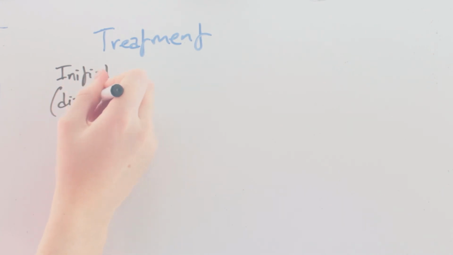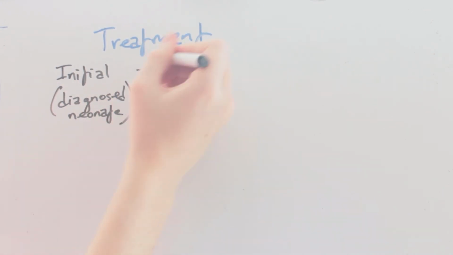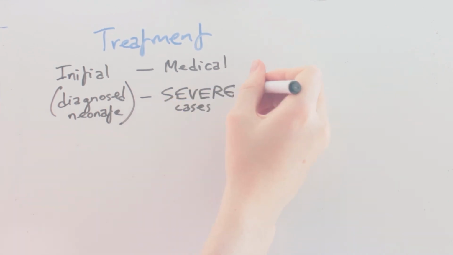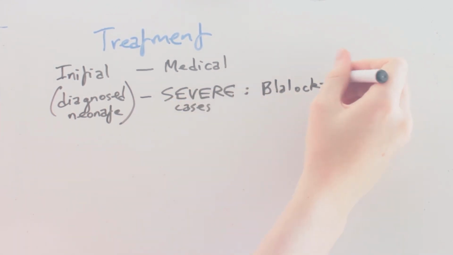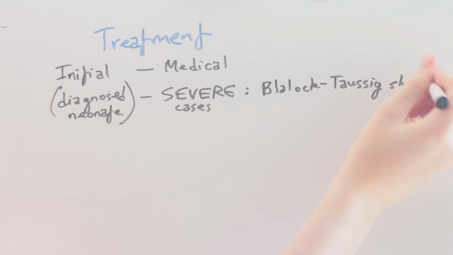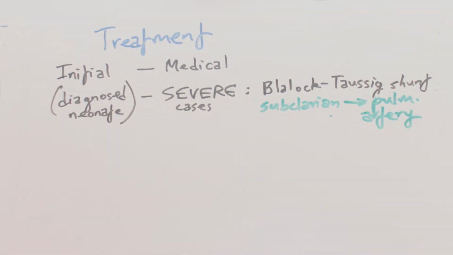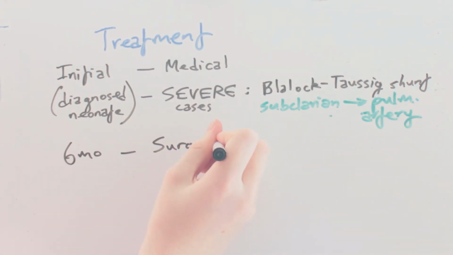Now initially, in the diagnosed neonate, treatment will be medical. And for severe cases with neonatal cyanosis, a Blalock-Taussig shunt can be used to enable blood from the subclavian artery to reach the pulmonary artery. At 6 months of age, surgery can be undertaken.